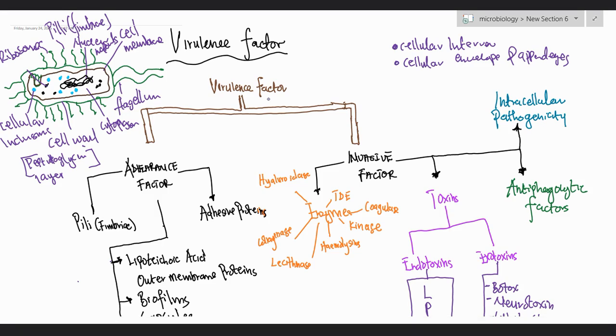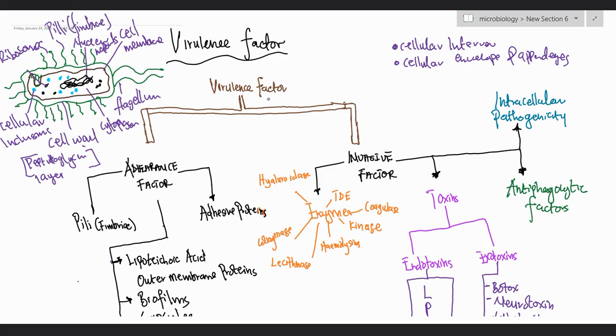When we talk about virulence factor, what we are trying to say is the properties of a bacteria that allow it to invade and then destroy a host. So these are certain characteristics or features that a bacteria possesses that allow it to what? To attack the host cell and to destroy it. So the virulence factor can be broadly classified into adherence factor and then invasive factor.